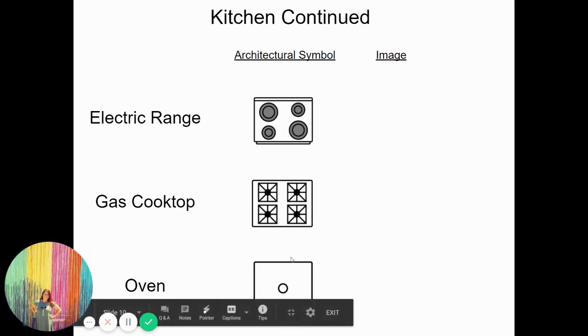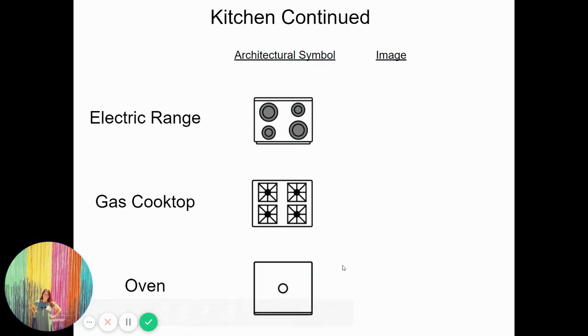Let's see, we have an oven here. I feel like people just block this one out for some reason, but please notice it. It's literally a square with a circle in the center. That's it. Think O for oven. That's all there is to it.